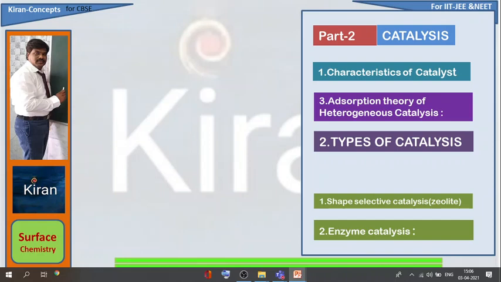Catalysis. Under this, we are going to learn about characteristics of catalyst, types of catalyst, adsorption theory of catalysis. Especially under this, as per the CBSE board, you have shape selective catalysis and enzyme catalysis. We'll see one by one.